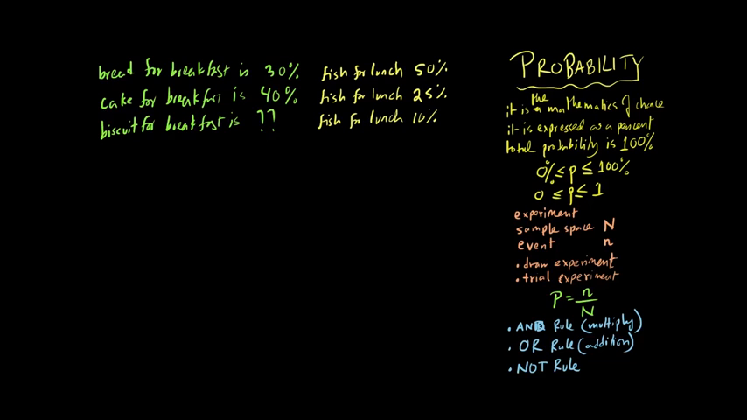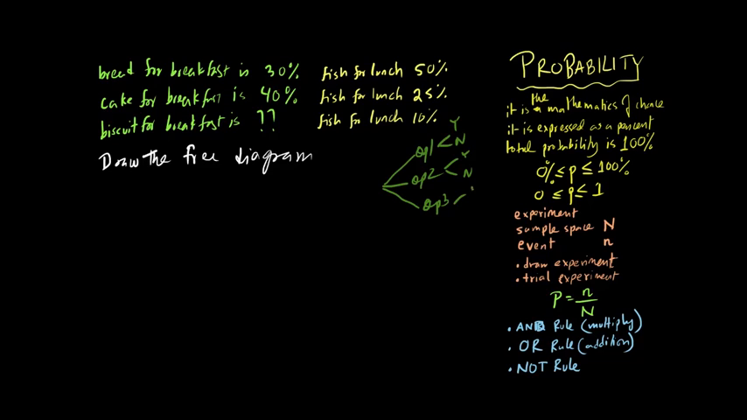So the question is, draw the tree diagram. So the structure here, since we have three options, is option 1, that is bread, option 2, that is cake, and option 3, that is biscuit. So there are three options for breakfast, and then fish or meat. So one is yes, the other one is no, the one is yes, the other one is no. So yes, no. So that is the structure here.